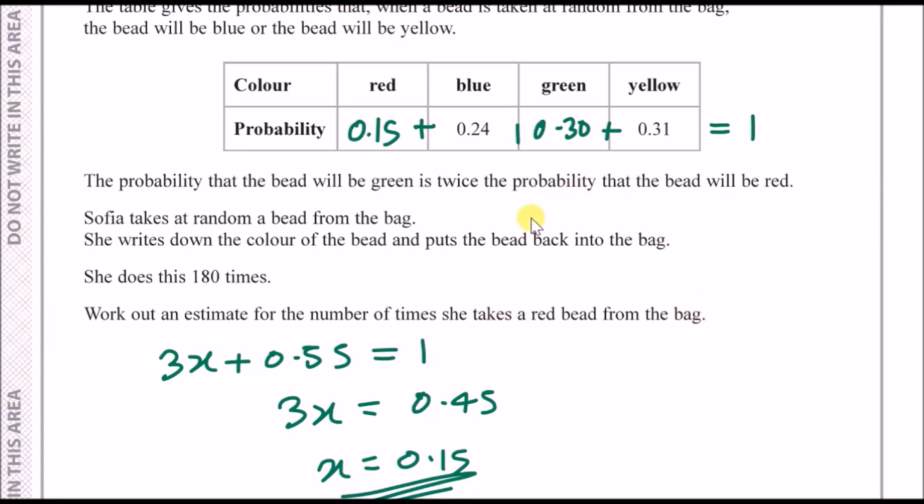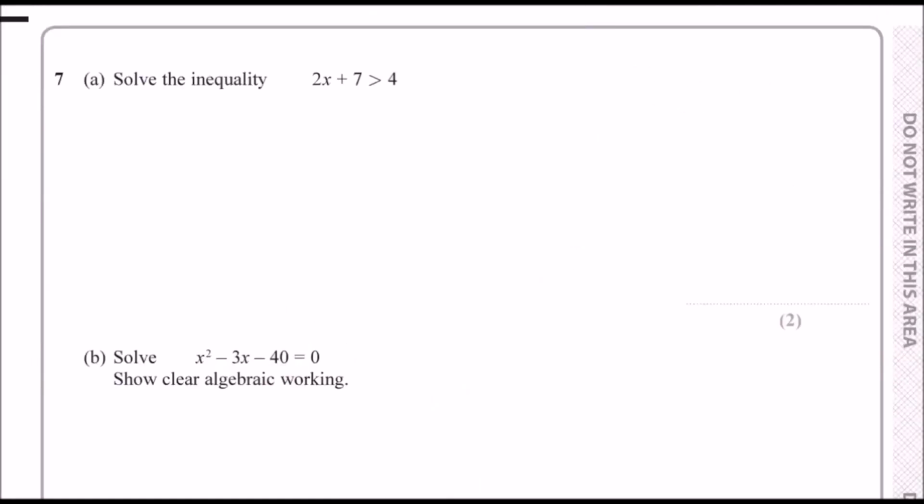See, the only thing I'm thinking in this question is the fact that she's taking a bead 180 times. That's a lot of free time there. So the probability of taking a red is 0.15. And because she does it 180 times, you just multiply them. So the answer would be 0.15 times 180. And when you put this in your calculator, guys, you should get 27. And that's it.